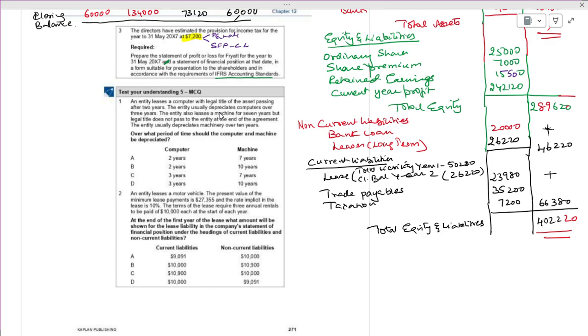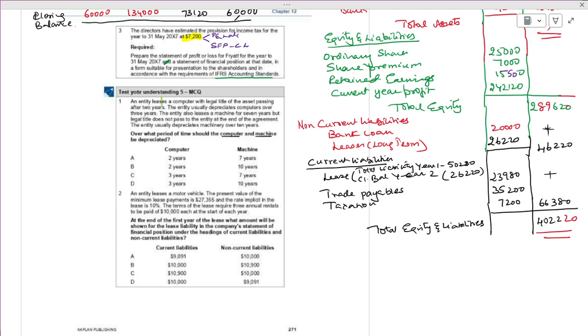Now, you tell me, an MCQ. An entity leases a computer with legal title of the asset passing after 2 years. The entity usually depreciates over 3 years. The entity also leases a machinery for 7 years, but legal title does not pass to the entity at the end of the agreement. The entity usually depreciates the machine over 10 years. Over what period of time should the computer and machine be depreciated?